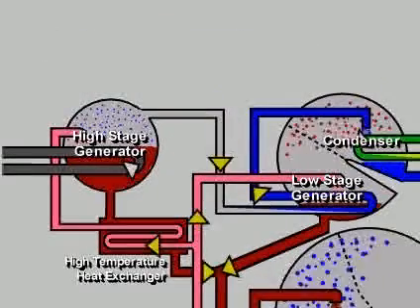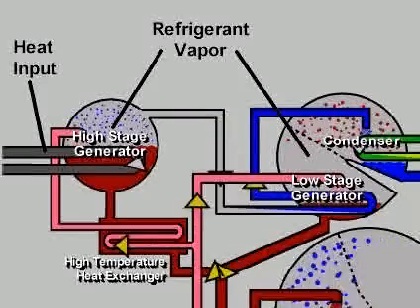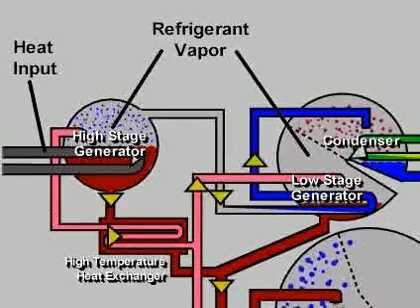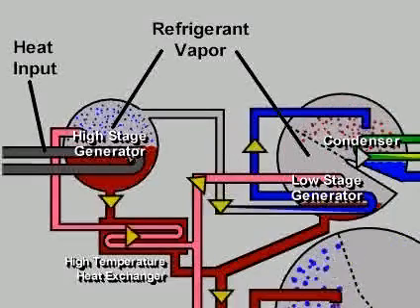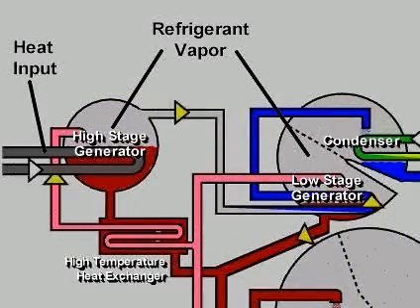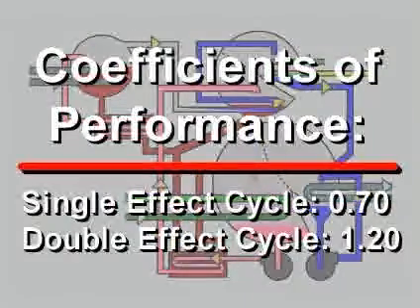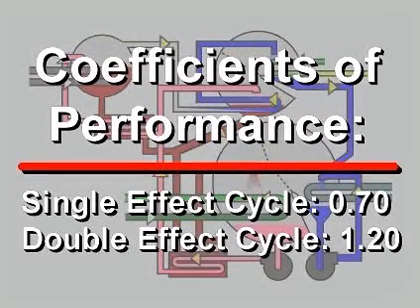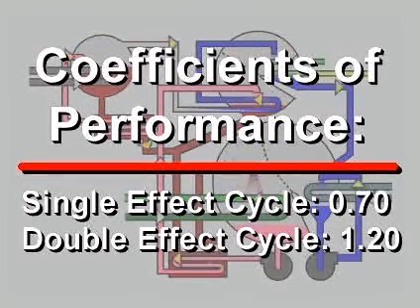In the double-effect cycle, refrigerant vapor is released in both the high and low-stage generators for a given amount of heat input just to the high-stage generator. A double-effect cycle, therefore, requires less heat input to produce the same cooling capacity as a single-effect cycle. This cycle has a coefficient of performance of about 1.20, compared to a COP of 0.70 for a single-effect cycle.